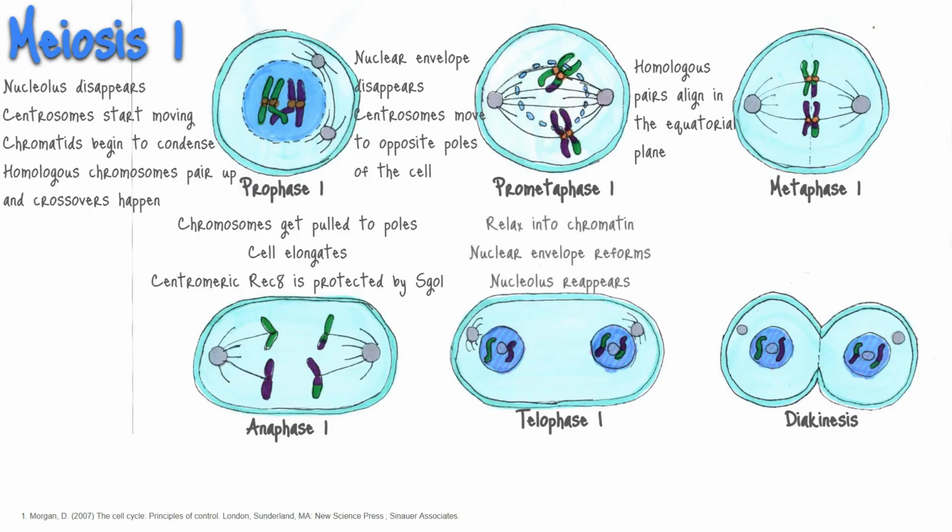In telophase 1, chromatin relaxes, the nuclear envelope reforms, and the nucleolus reappears. In cytokinesis, the ring of actin filaments contracts, the cleavage furrow forms, and the cell cleaves into two halves.